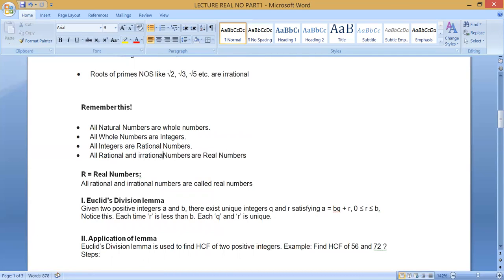So the simple definition of a real number is all rational and irrational numbers. That is, all types of numbers come in the real numbers. You can have a simple definition of real numbers: rational and irrational.